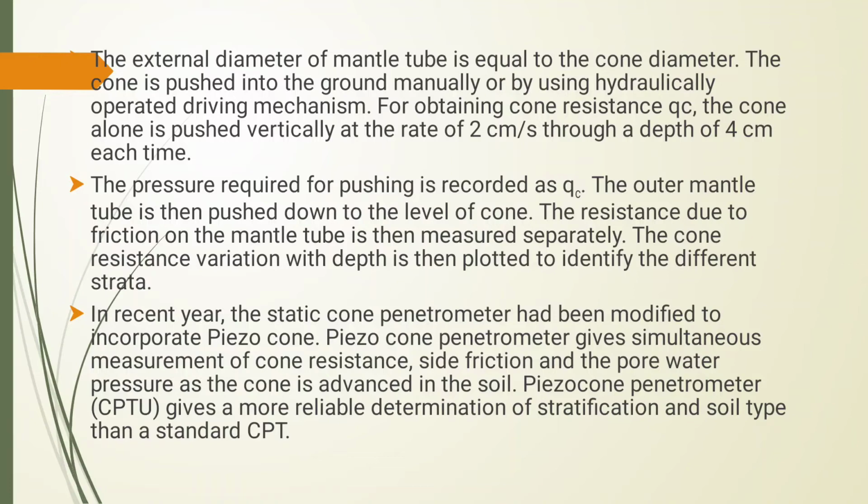The cone is pushed in vertically at a rate of 2 cm per second through a depth of 4 cm each time, and the pressure required for pushing is recorded as QC. The resistance to the mantle tube, that is friction, is recorded separately. The cone resistance variation with depth is plotted to identify the different strata. In recent years, SCPT has been modified as a piezocone. It gives a simultaneous measurement of cone resistance, side friction, pore water pressure, etc.